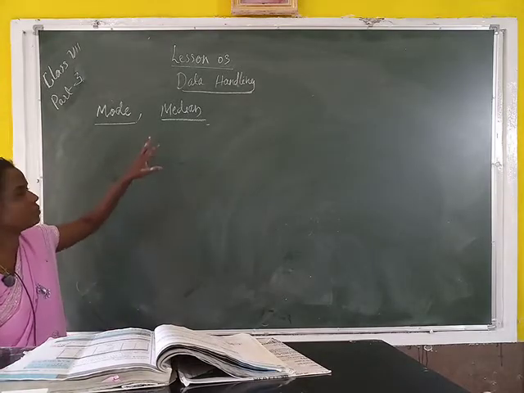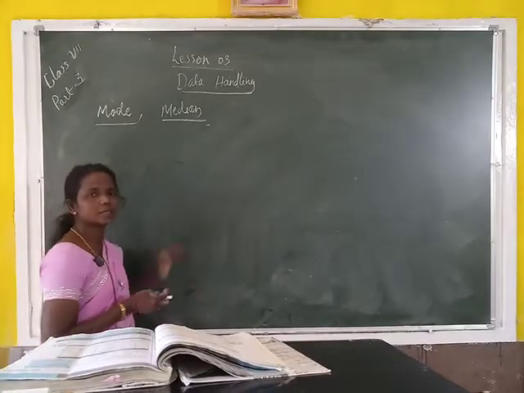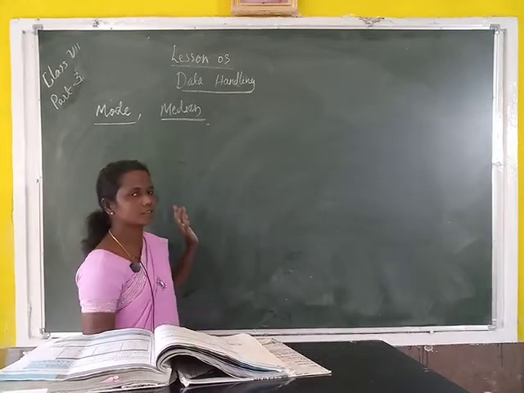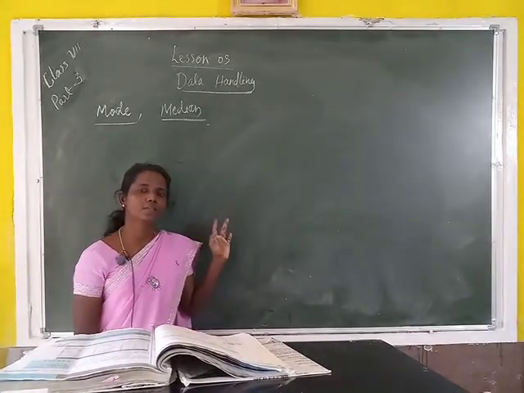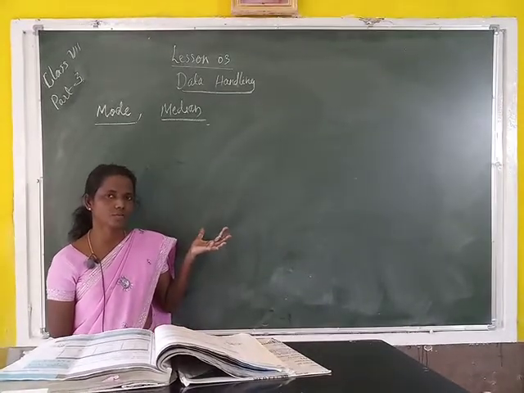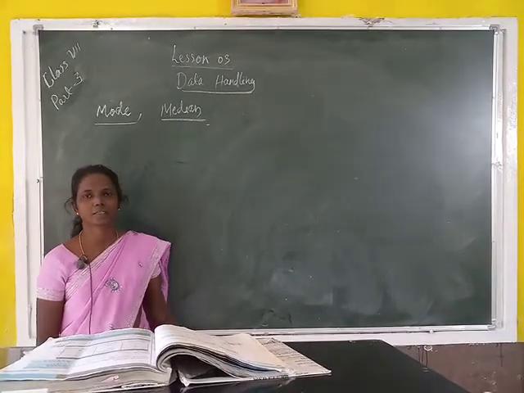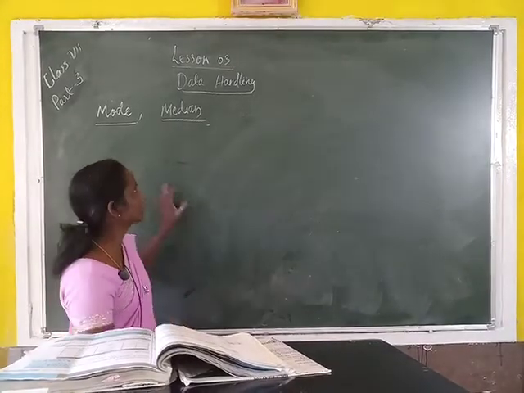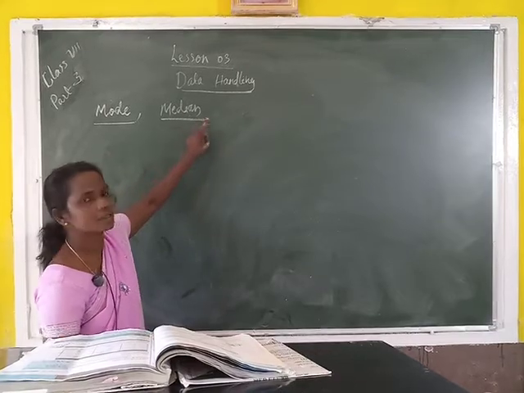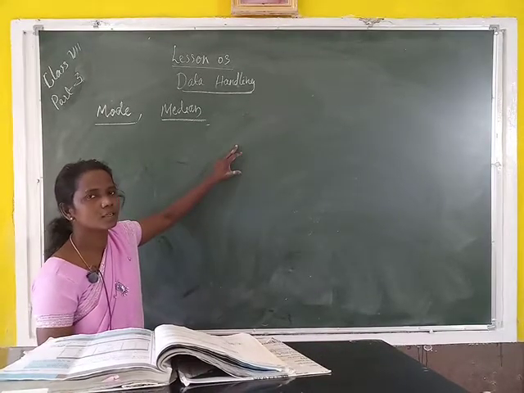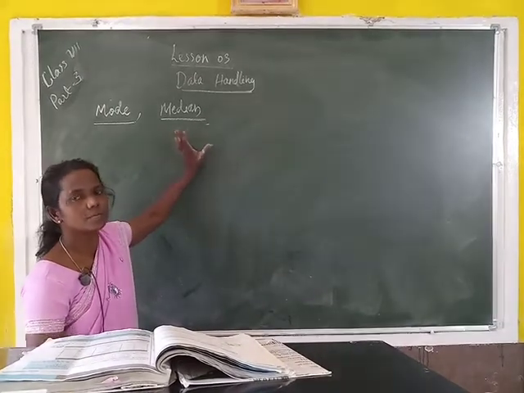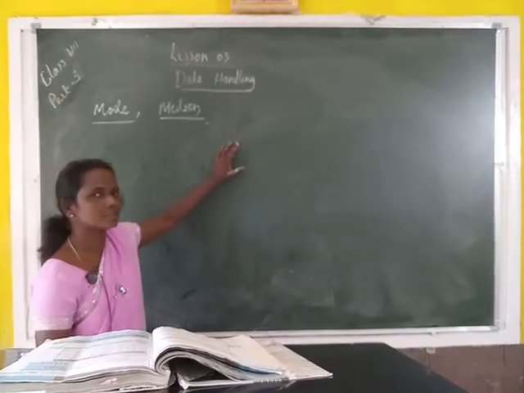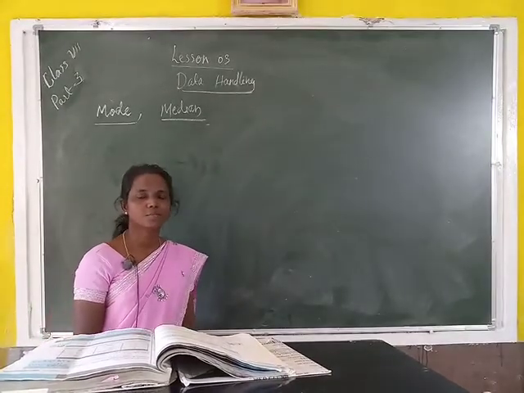Then what is the median? Median means, when we arrange the observations in ascending order or descending order, the median lies in the middle of the observations. Where does the median lie? The median lies in the middle of the observations.